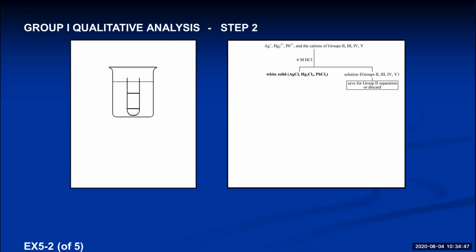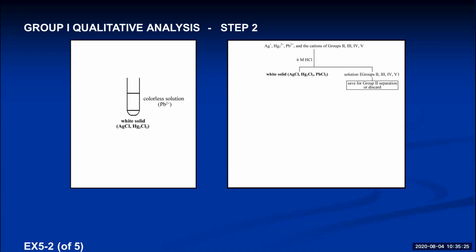And you're going to possibly see the amount of solid decrease, because one of those precipitates happens to be soluble in hot water, and that one is lead 2 chloride. So if lead 2 chloride is present, some of the precipitate will dissolve, and the lead 2 chloride will dissociate into ions so that the solution above now will have lead 2 ions in it. But the silver chloride and the mercury 1 chloride are not affected by the water temperature going up. They're going to remain as solids. I've now separated the lead ions out from the silver chloride and the mercury 1 chloride.